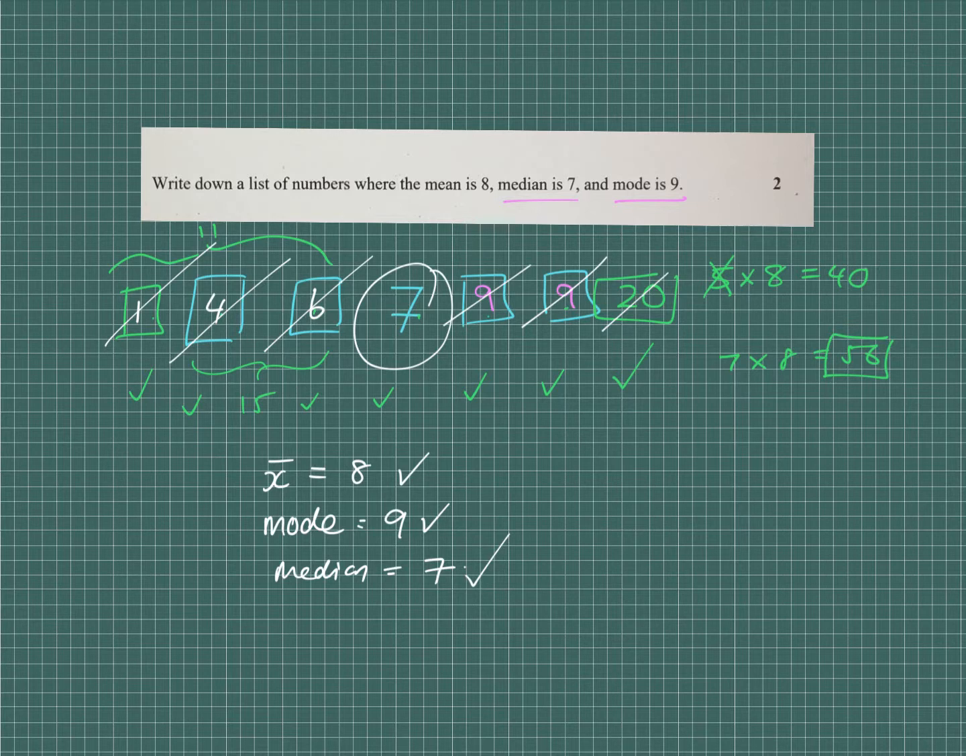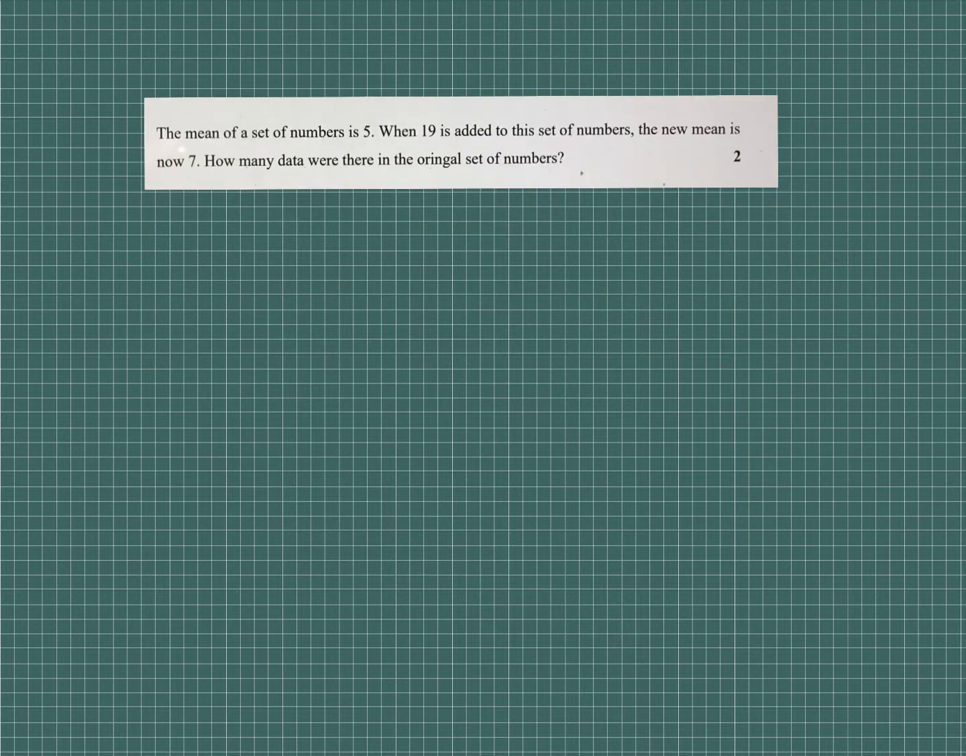That's just my way. The mean of a set of numbers is 5. Okay, when 19 is added to this set of numbers, the new mean is now 7. How many data were there in the original set of numbers? Okay, so we know that the original set had a mean of 5, right? And we now know when we add in 19 to that set of numbers, whatever that might be, the new mean is now 7.